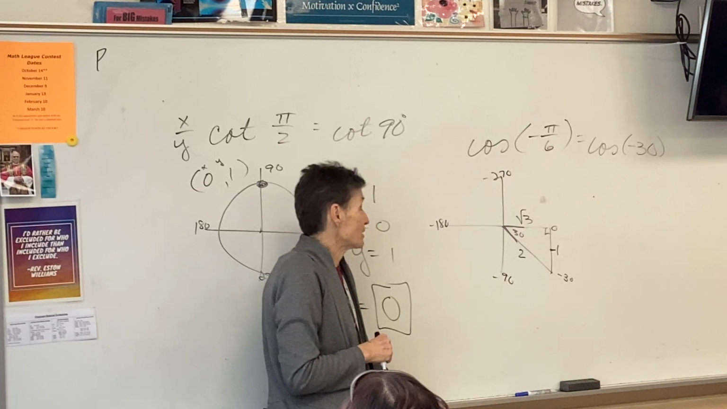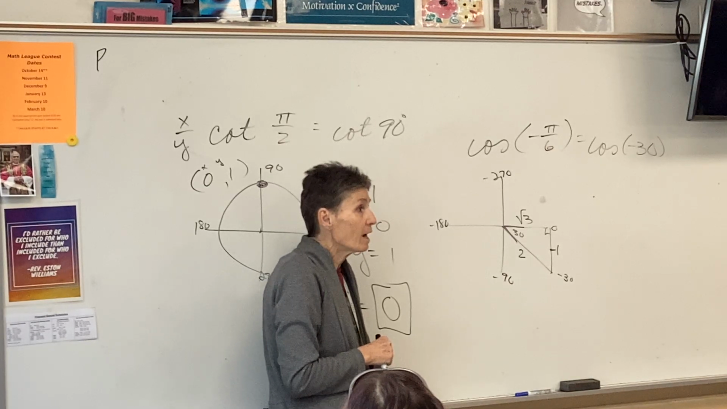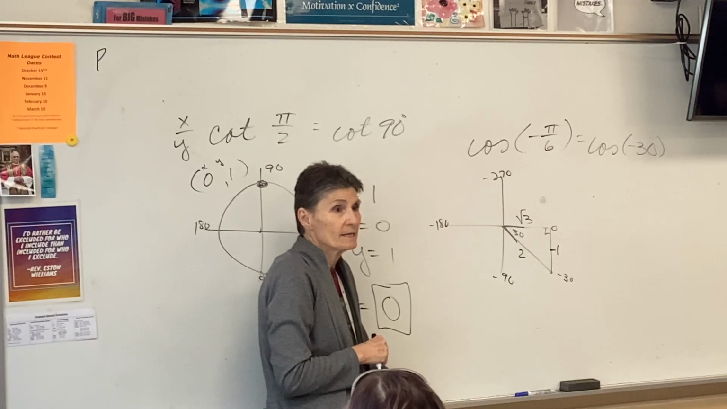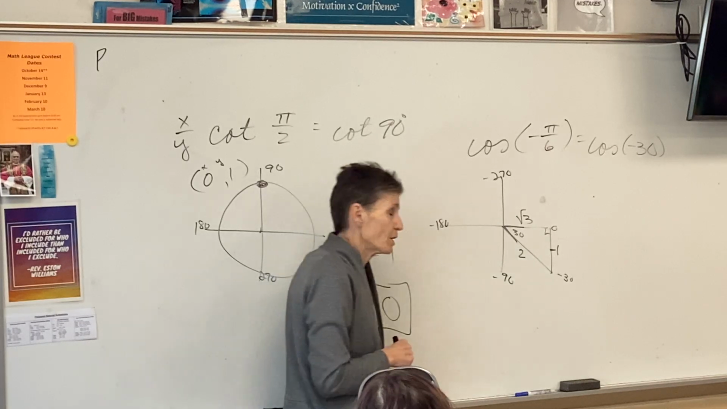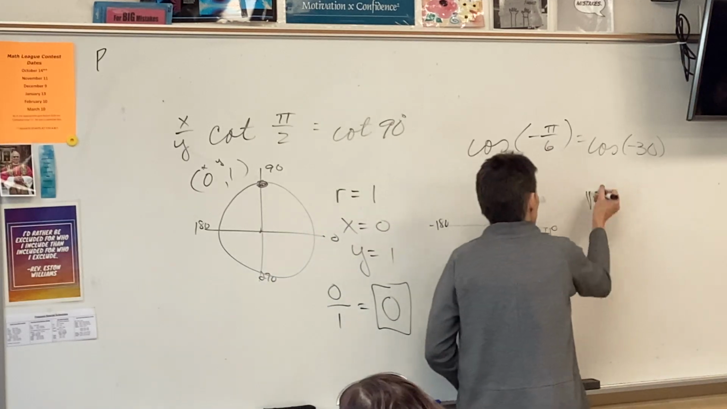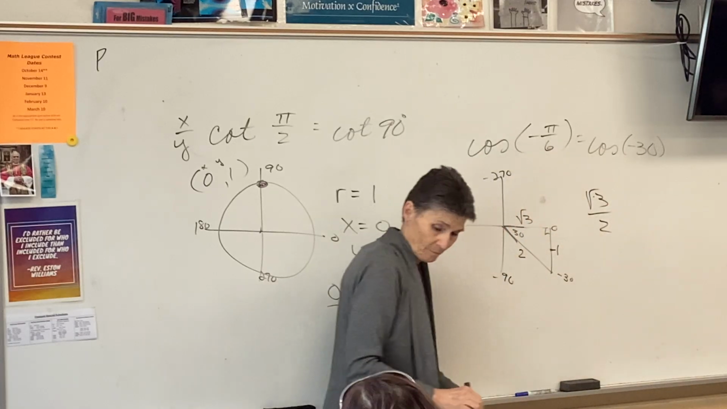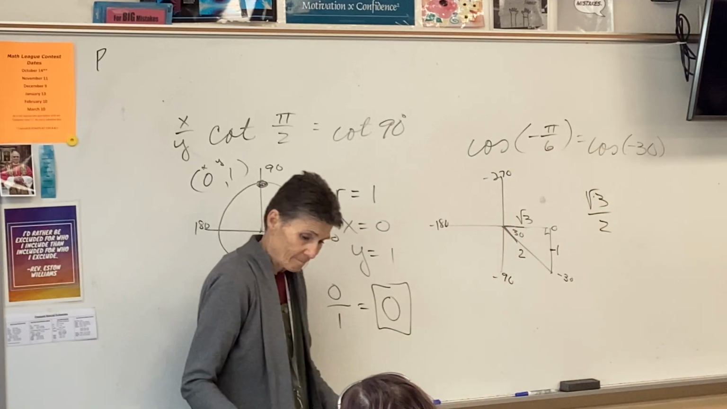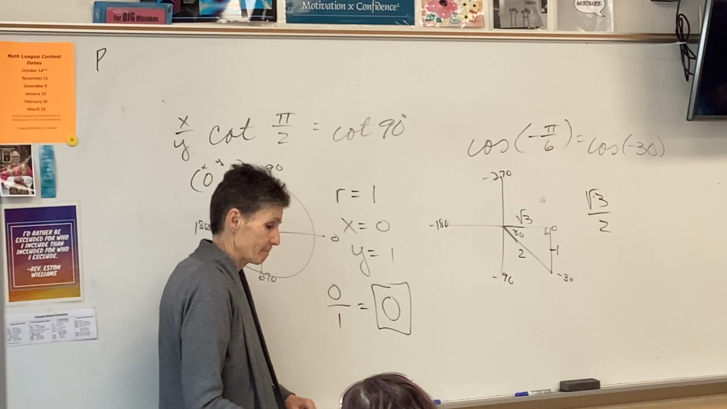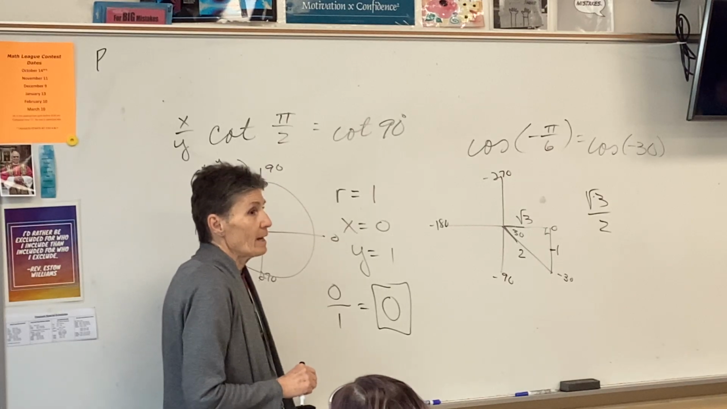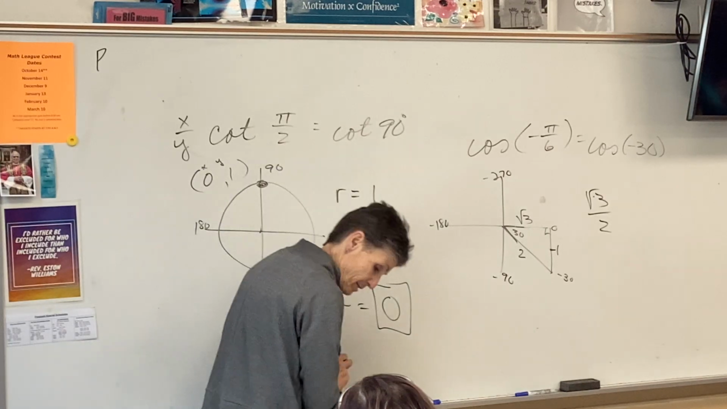Now, what's cosine? SOHCAHTOA. Cosine is adjacent over hypotenuse. So the answer is root 3 over 2? Yeah. Okay? All right, let's do quiz 4.